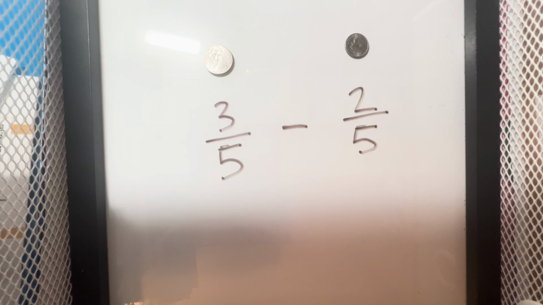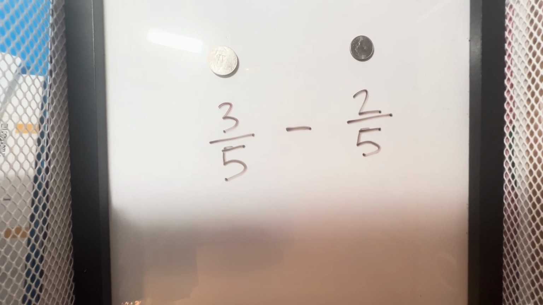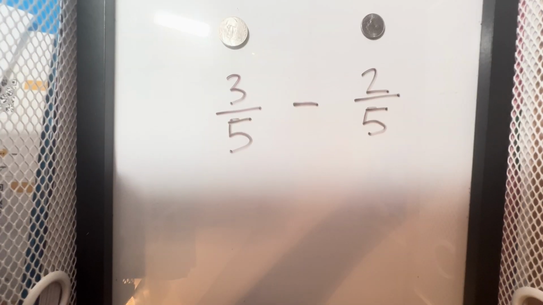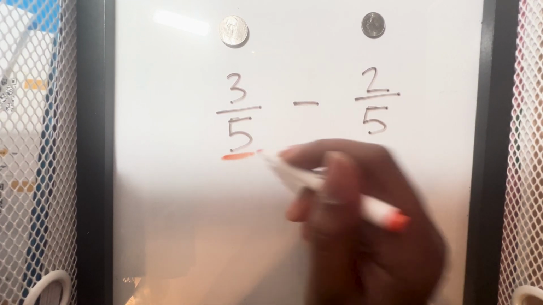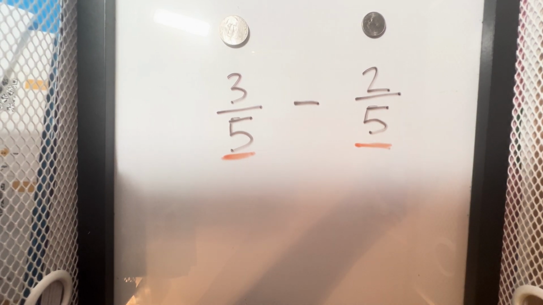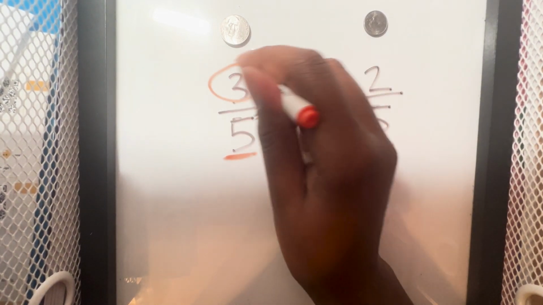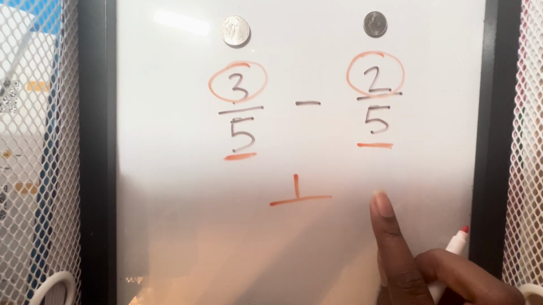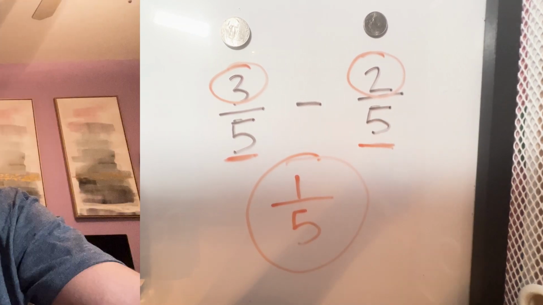Okay, and so we're going to do one last example of this comparison. And so we are going to be comparing our nickel and dime. So we have 3/5 minus 2/5. Okay, and this one is a little easier than the last two that we just worked on, because since our denominators are the same, all we have to do is subtract the numerators and keep our denominator. So we are going to subtract 3 minus 2, which is equal to 1, keeping our denominator of 5. So our final answer is 1/5.